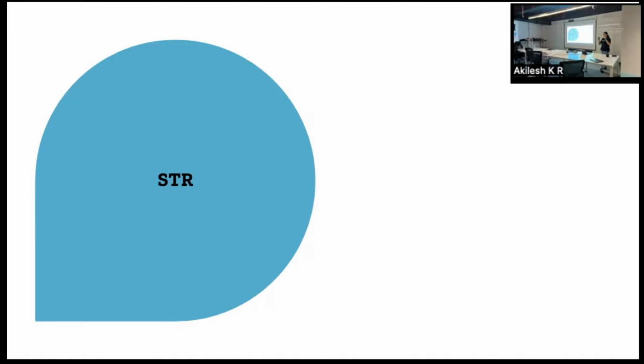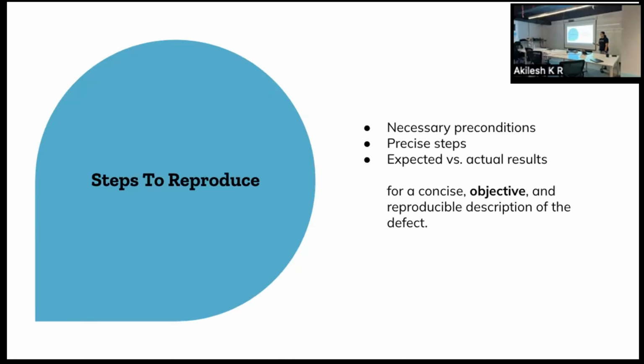So if you have a bug card and you open it, what is it that you look for in that card? Reproduce. Yeah, so that's the steps to reproduce. You need to know when a bug happens. What is the context? What are the preconditions that you need to have? What are the exact steps that you need to take? What is expected, and what is actually happening? This gives a very clear and objective description of the bug.